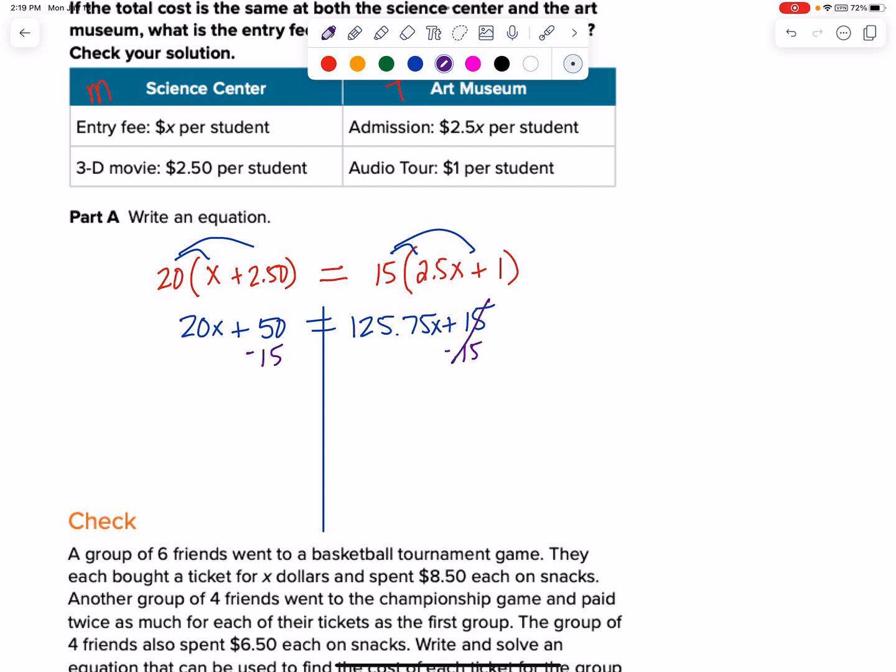Okay, and we'll be left with 20x + 50 = 40 + 35, so plus 35 equals 125.75x. Let's go ahead and move our x's around. So subtract 20x on both sides. That goes away, and we're left with 35 equals 105.75x. And then let's isolate the variable. Divide both sides by 105.75.